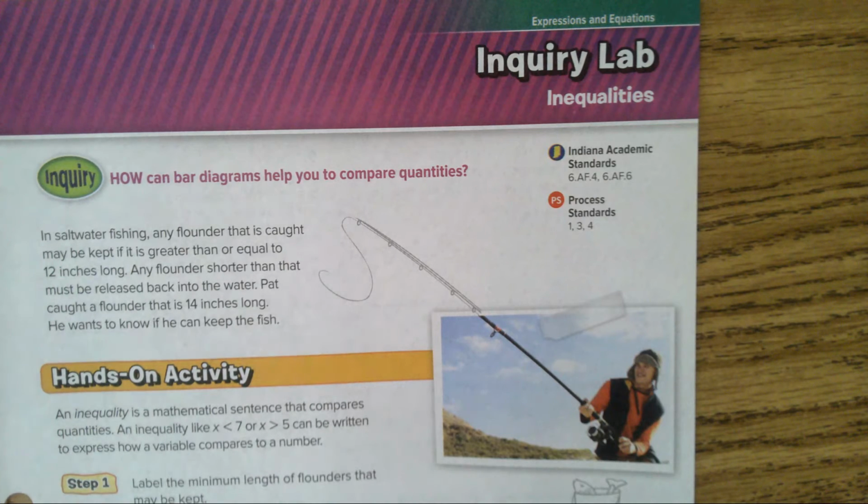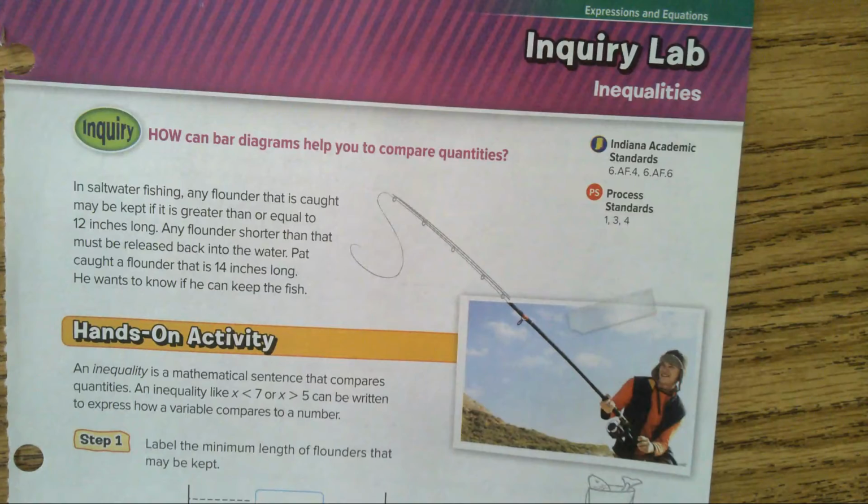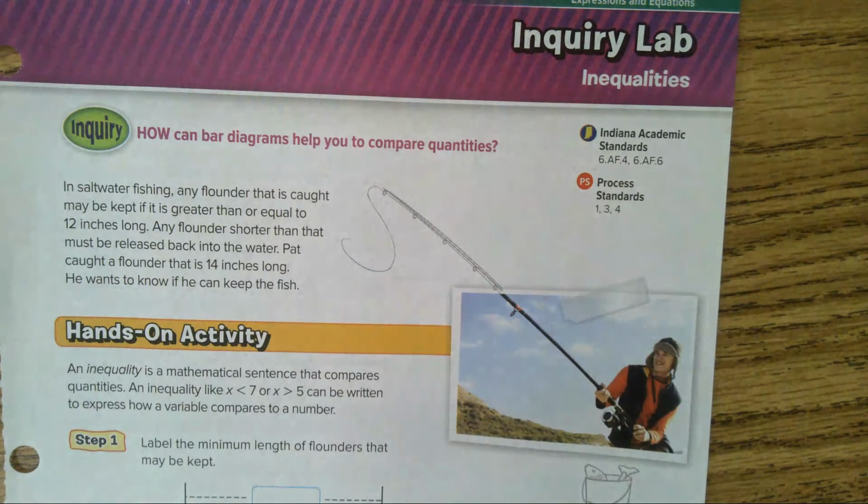On this page here, it says, how can bar diagrams help you compare quantities? In saltwater fishing, any flounder that is caught may be kept if it's greater than or equal to 12 inches long. So if it's smaller, you have to throw it back in the lake or in the ocean, wherever you're fishing for a flounder. Any flounder shorter than that must be released back into the water. Pat caught a flounder that is 14 inches long. He wants to know if he can keep the fish.